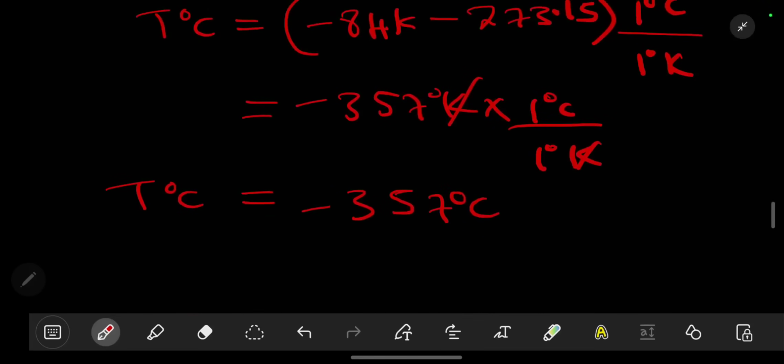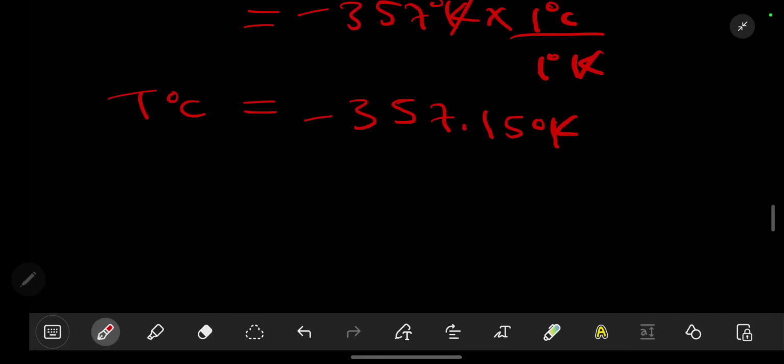So when we do that, we are going to have 273.15 kelvins, like that. After we do this, we are going to get this value. Let's write the formula now.